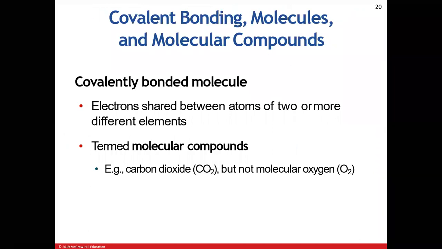So that was ionic bonds. Remember, ionic bonds are formed from positive and negative ions joining together based on their charges. We also look at covalent bonding, in molecules and their molecular components. These are covalently bonded molecules in which the electrons are shared between the atoms of two or more different elements. These are termed molecular compounds.